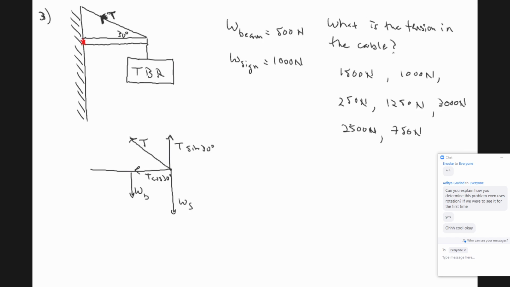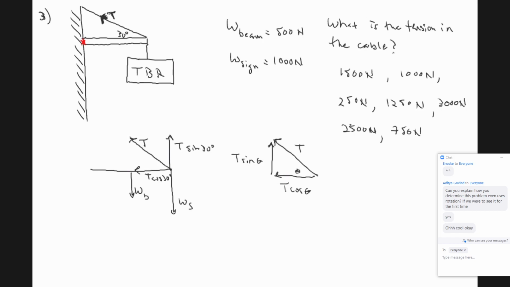Oh, someone was asking, how do I know that I can break up tension? If you think about it, tension can be broken up this way and this way, and this is theta. So this was T, this is T sine, because this is the opposite side, and T cosine, because this is the adjacent side that we're using from SOHCAHTOA. Does that answer your question?